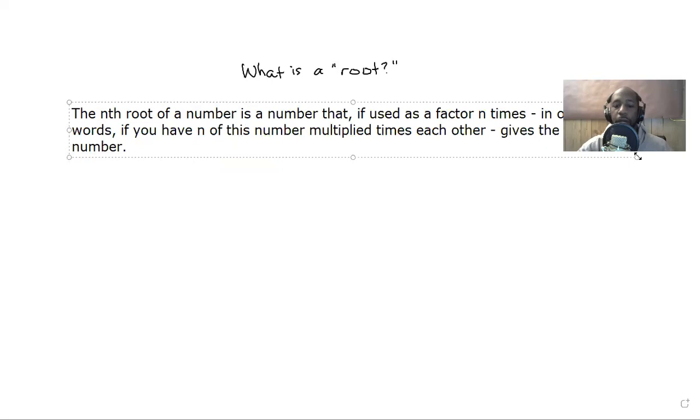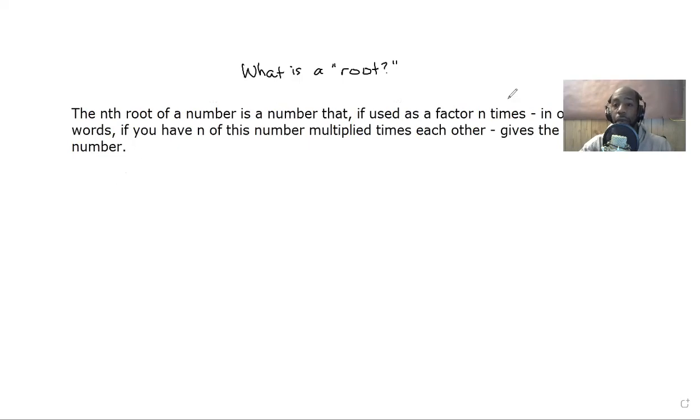All right, so now let us make real sense of this. So the nth root of a number is a number that, if used as a factor n times, remember what a factor is. A factor of a number is a number that if you multiply it times something else, you get the original number. So for example, a factor of 6 is 3, because if you multiply 3 times 2, you get 6. 2 is also a factor of 6 because if you multiply 2 times 3, you get 6. So any number that if you multiply it times something else, you get the original number.